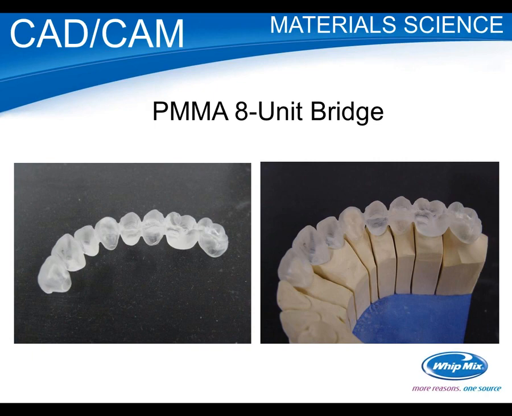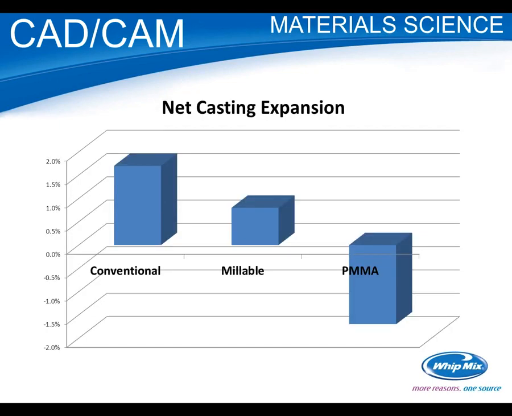Very strong, very stable. Now, we found in our lab, if we were using this as a pattern material, that we didn't get near as much expansion. In fact, we actually saw a net shrinkage. Before, when I showed conventional wax and millable wax, they were at least both positive, whereas with the PMMA, we got a negative.